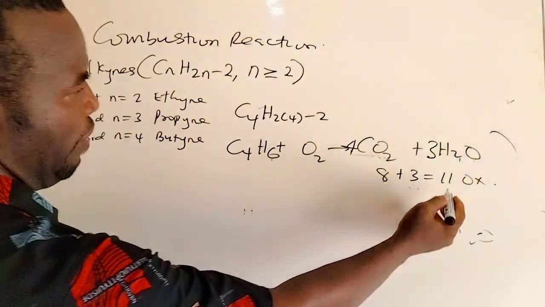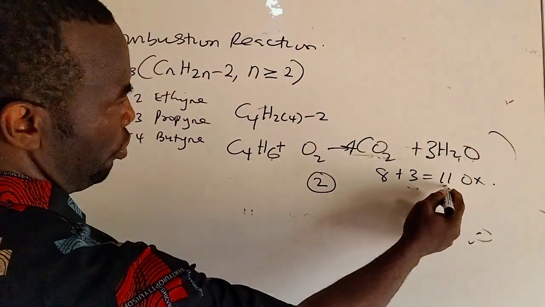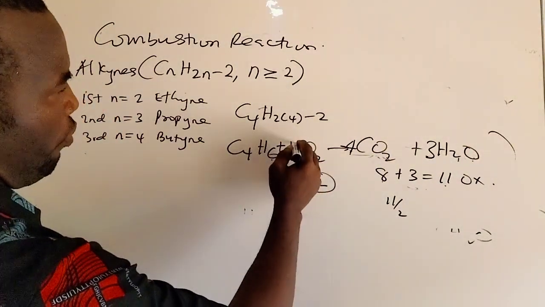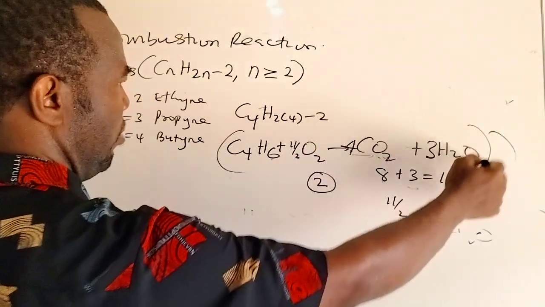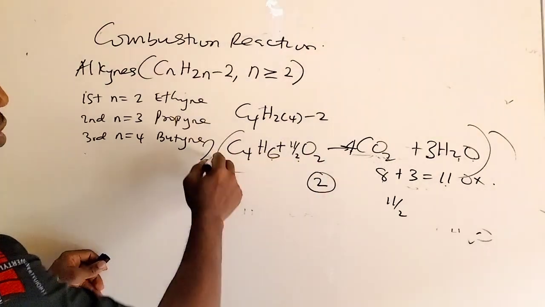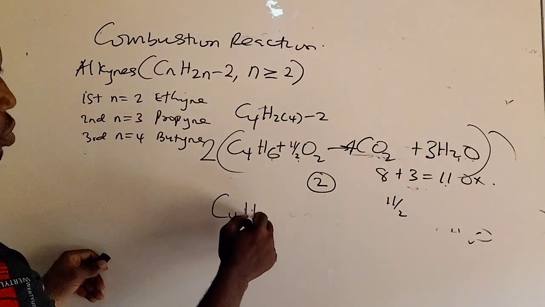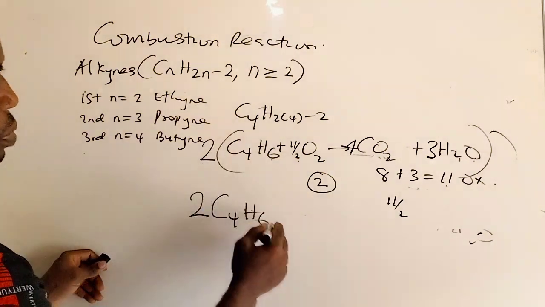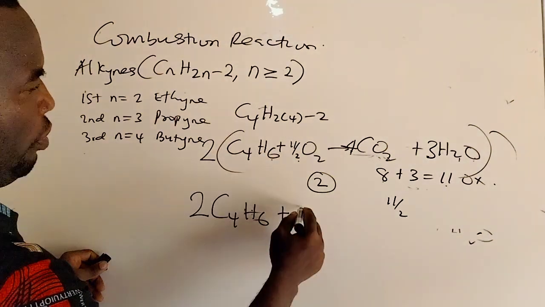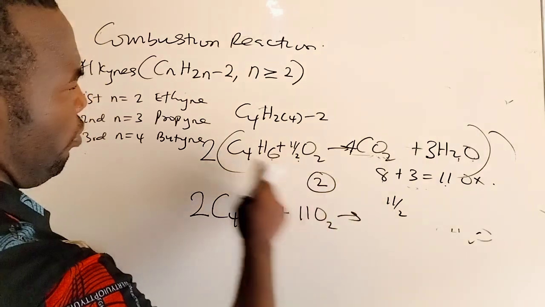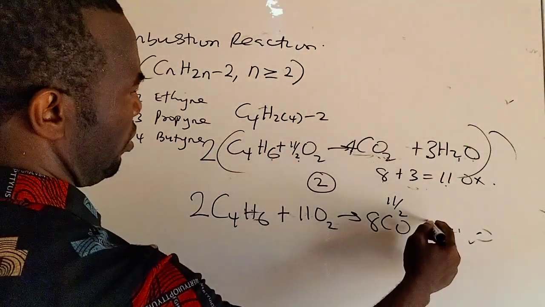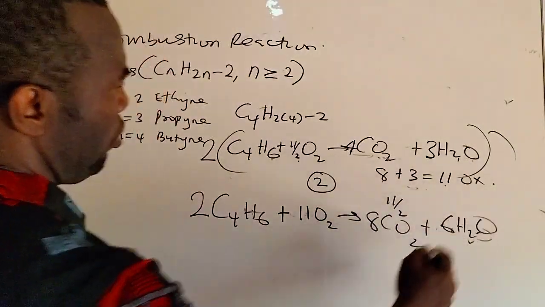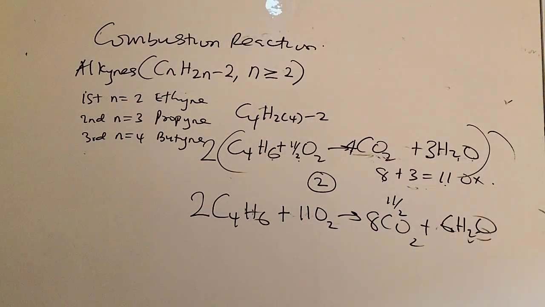So what will we do? Divide 11 by 2. We have 11 over 2. Put it in front there. Then to eliminate the fraction, multiply everything by the denominator, which is 2. Multiply the coefficients, and I have 2C4H6 plus 11 over 2 times 2 gives you 11 oxygen. 2 times 4 gives us 8CO2. 2 times 3 gives us 6H2O. So these are examples of combustion reactions, combustion of hydrocarbons.